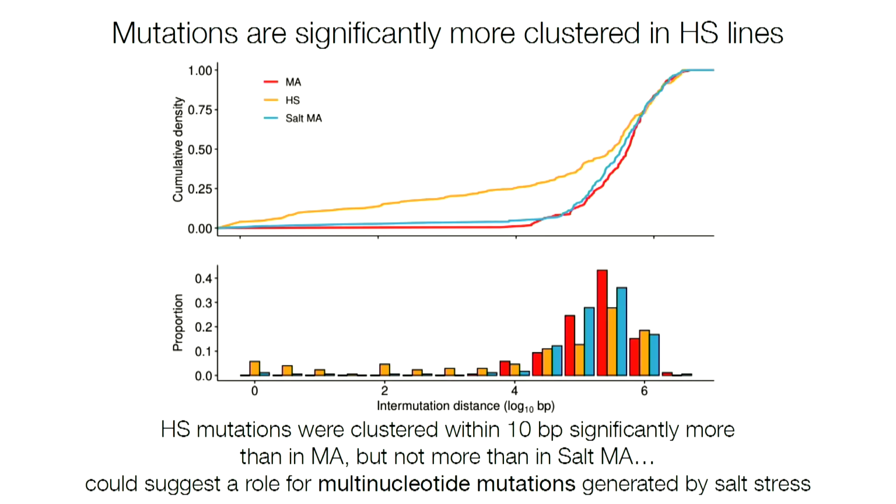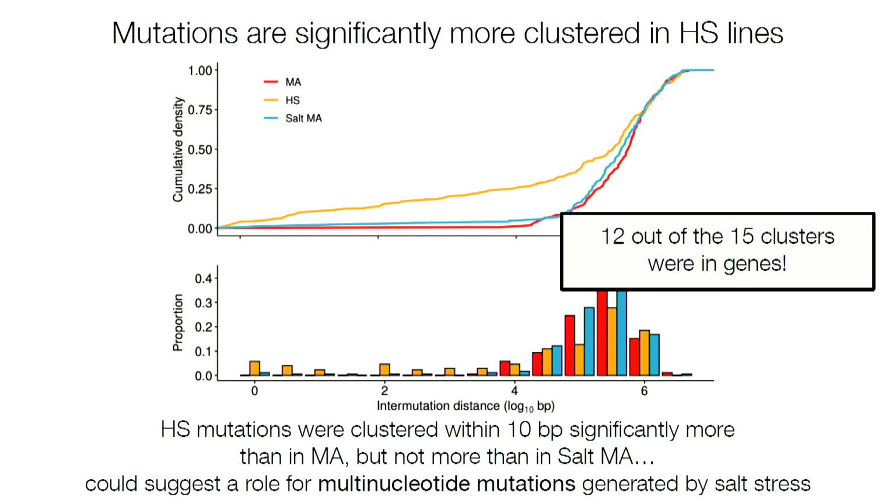And this suggests possibly a role for multinucleotide mutations being generated by salt stress. Perhaps when lines are exposed to salt, multiple mutations are arising at a time, and then selection is perhaps able to move across the fitness landscape a bit faster with this introduction of novel variation in that form.